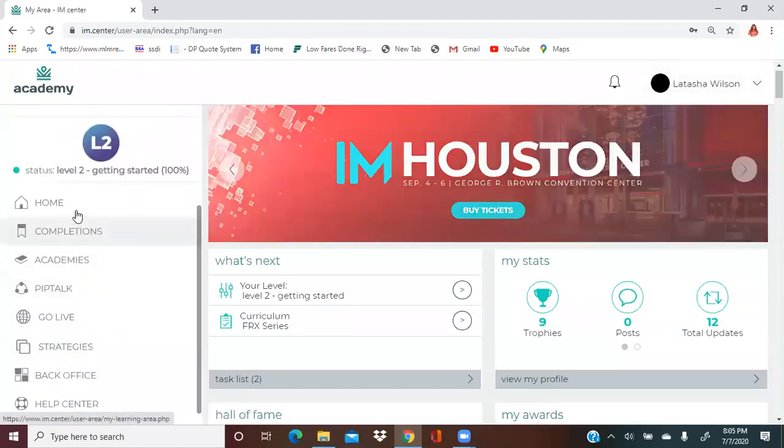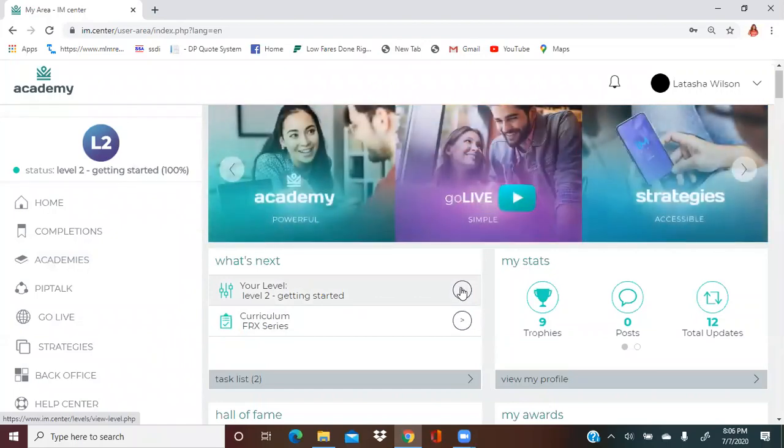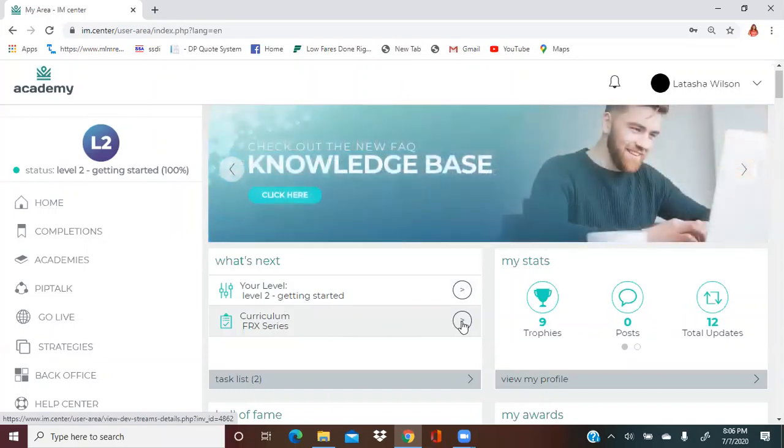So I'm going over here to the tab. Once I log into IM.Center, this is where all the learning takes place. You guys know you must go to what's next to start learning, push this, do all the prerequisites. After you do all that, refresh your screen, go home, and your curriculum should show up. So everyone should have already gone through at least your curriculum FRX 100 courses. That will be up under this tab, okay?